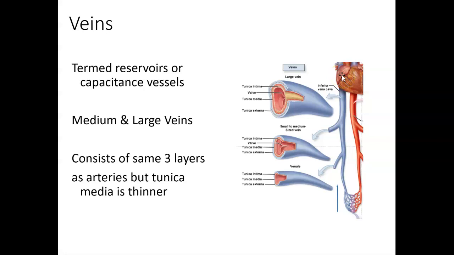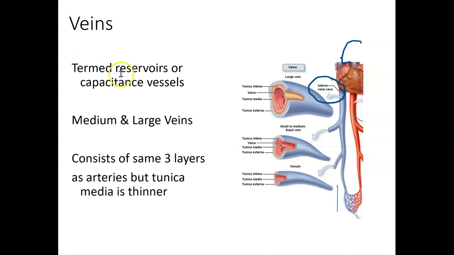The two largest veins in the human body are the superior and inferior vena cava. So you can see the inferior vena cava here, and remember the superior is above the heart. Now remember that the largest artery will be the aorta. When we look at veins, they can be medium or large size veins, but veins have a few characteristics.